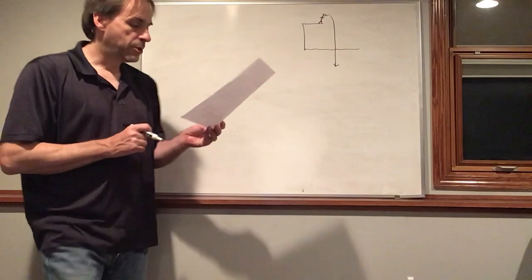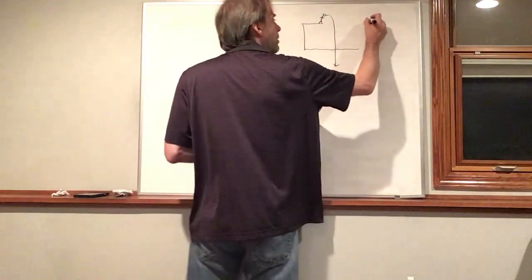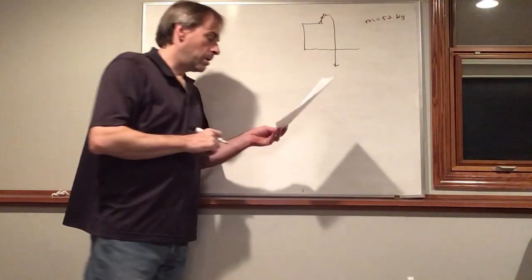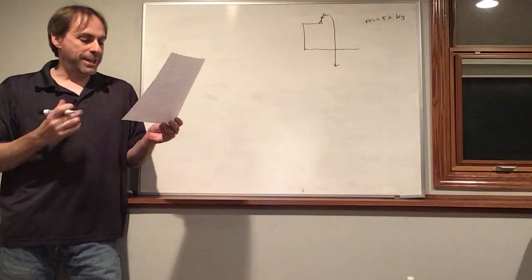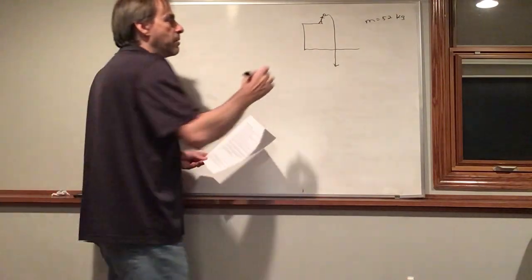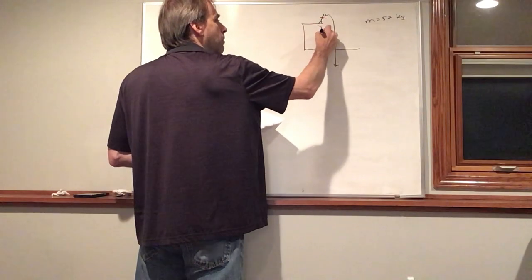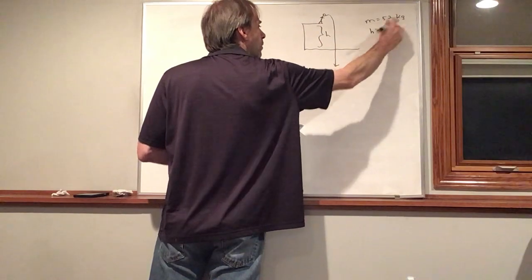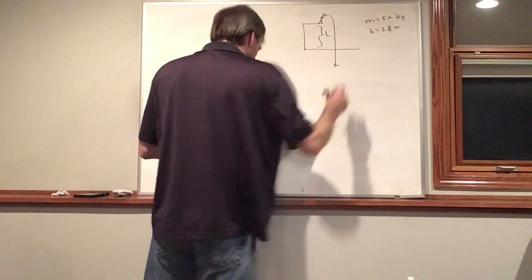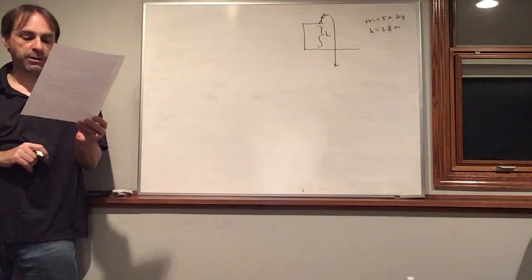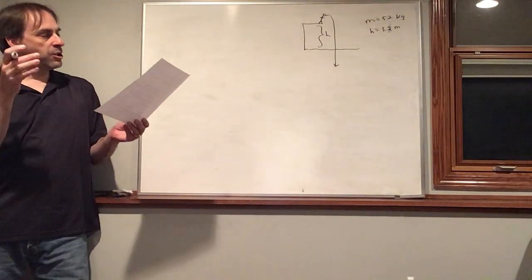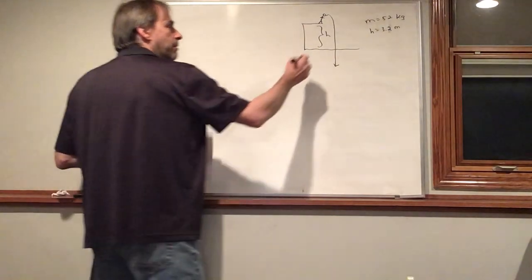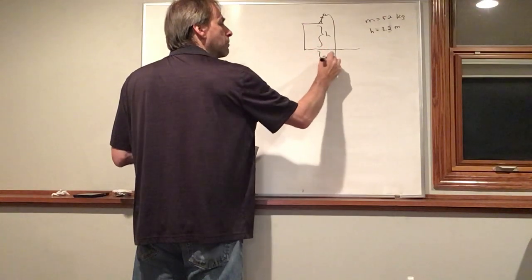So let me read this. A swimmer with a mass of 52 kilograms jumps from a diving board a height 3.2 meters above the pool. Let's call that H. So it's 3.2 meters. And then the swimmer will sink to a depth of 1.8 meters. So let's call that D.